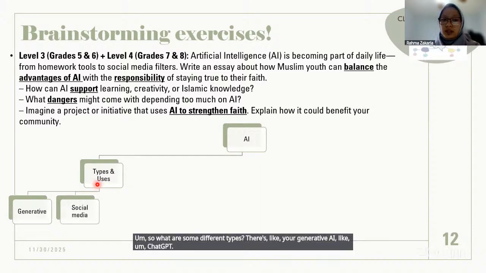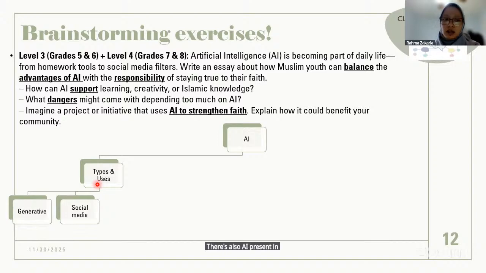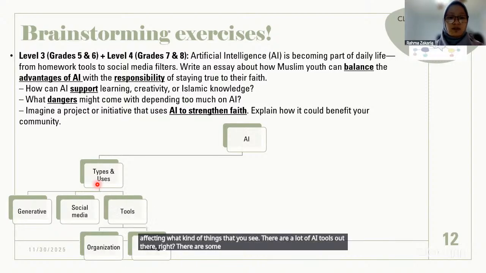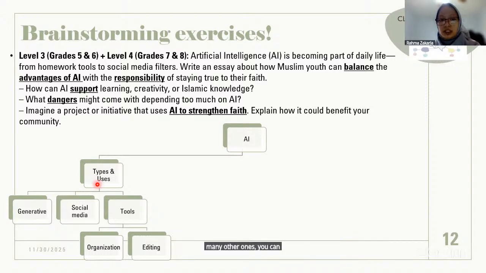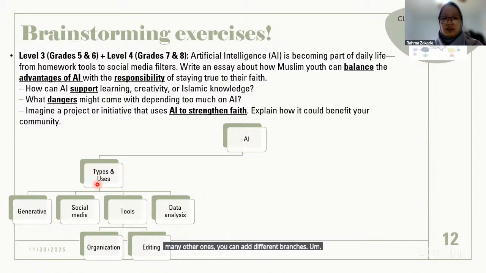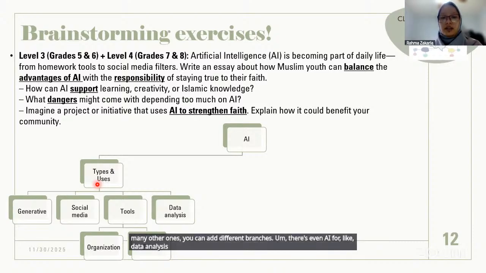There's also AI present in social media and algorithms, affecting what kind of things that you see. There are a lot of AI tools out there, right? There's some for organization, there's some for editing, many other ones. You can add different branches. There's even AI for data analysis. Okay, all these different types.